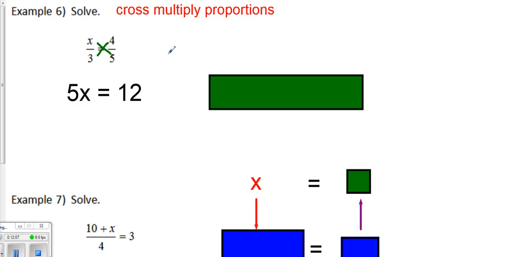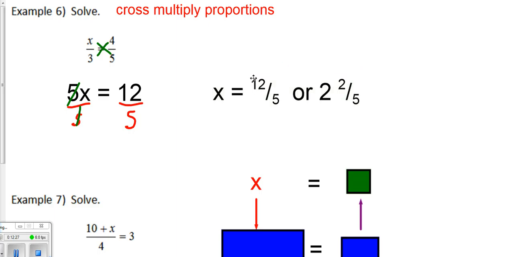So remember 5x means 5 times x, so we need to divide by that 5 to get rid of it. 5 and 5 will go away. Now we have x alone equals 12 divided by 5. Now 12 divided by 5 is not a whole number. So you can either leave it as 12 fifths, which is totally acceptable, or we can say that 5 goes into 12 2 whole times and leaves 2 fifths left over.